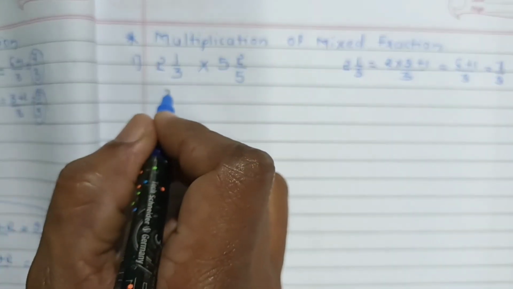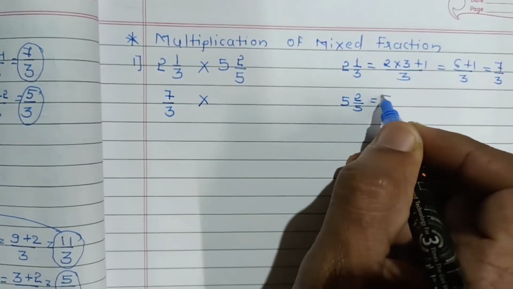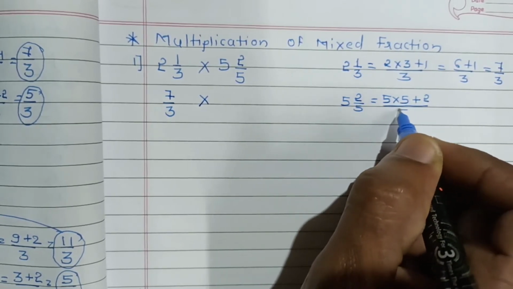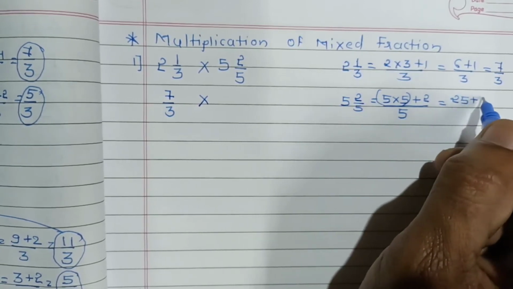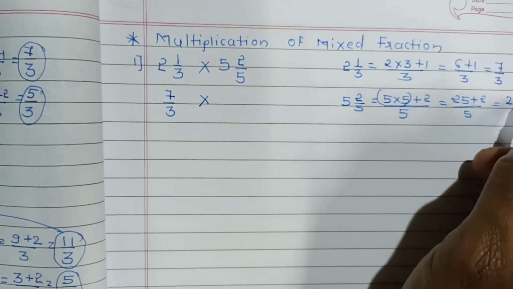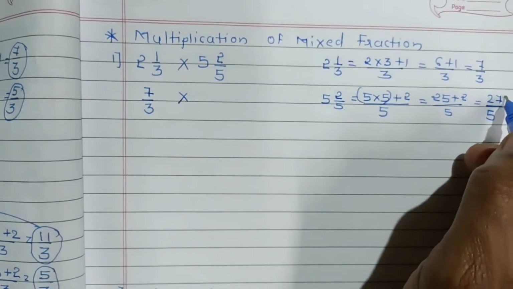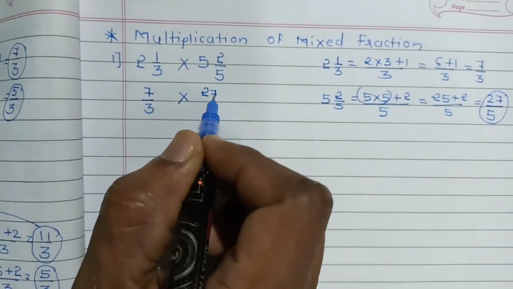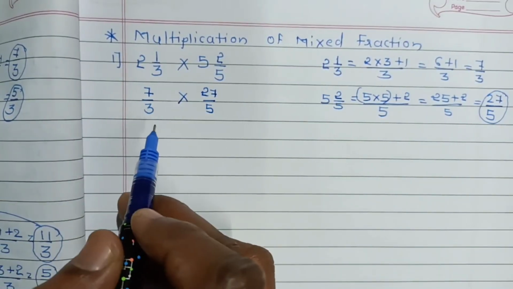So this 7 upon 3 you have to write here. Then the multiplication sign. So 5 into 5 plus 2, divided by 5. So 5 5s are 25 plus 2 divided by 5. 25 plus 2 is how much? 27 divided by 5. So this 27 upon 5 is an improper fraction. This improper fraction you have to write here, 27 upon 5. Now we have done the conversion from mixed fractions to improper fractions.